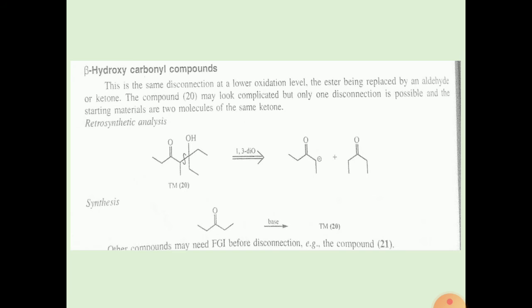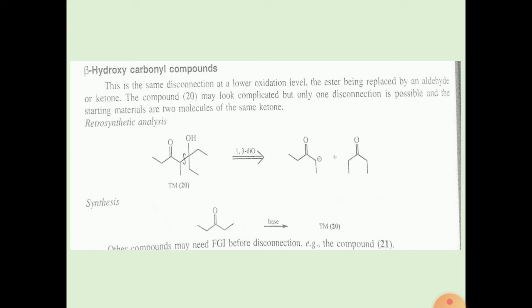Other compounds often need FGI before the disconnection. Functional group interconversion is the first step of the retrosynthetic analysis. So in the reduction step, the alcohol is converted into the ketone. Then the next step is the 1,3 disconnection, forming this ketone molecule. The synthesis is two moles of a ketone in the presence of a base and H2/Ni, forming the target molecule.